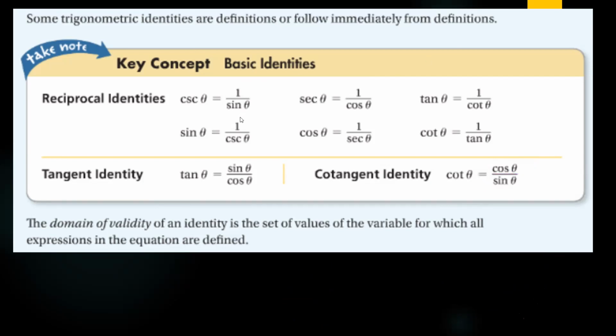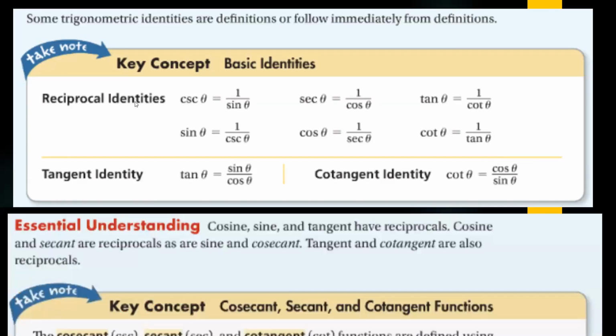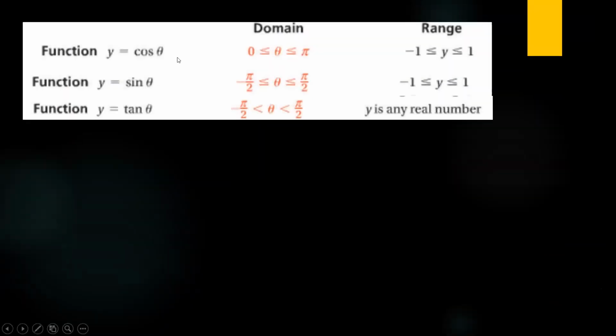Cosecant is 1 over sine, and sine is 1 over cosecant. Secant is 1 over cosine. Cosine is 1 over secant. Tan is 1 over cotan, and cotan is 1 over tan. If you come back to the tangent identity, you have to know that tan is sine over cosine, and cotan is cosine over sine. These are very important. And the other important things are the domain and the range for the 3 basics, for the cosine, for the sine, and for the tan. These are very important.